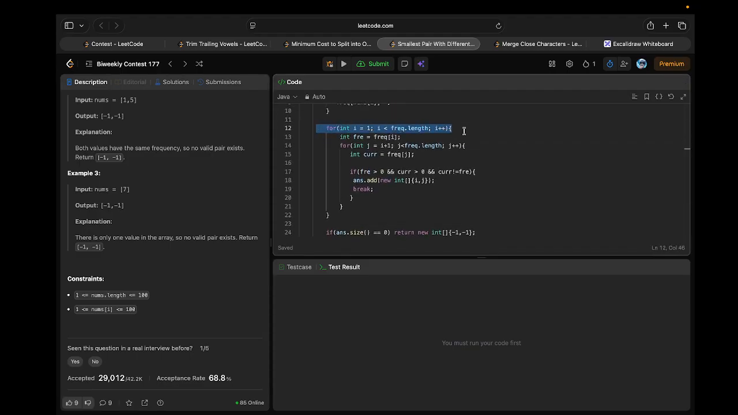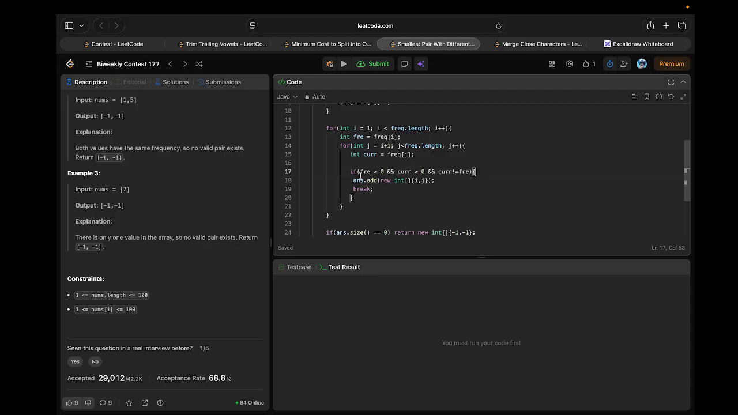I'm just iterating inside the frequency, and I'm picking the frequency of the current element, and I'm checking for the rest of the elements which are greater than or equal to that particular one, right? And I'm checking that the number I'm taking should have a frequency greater than 0, because initially all are 0, right? So if we don't check it, we might end up picking wrong answers, right?